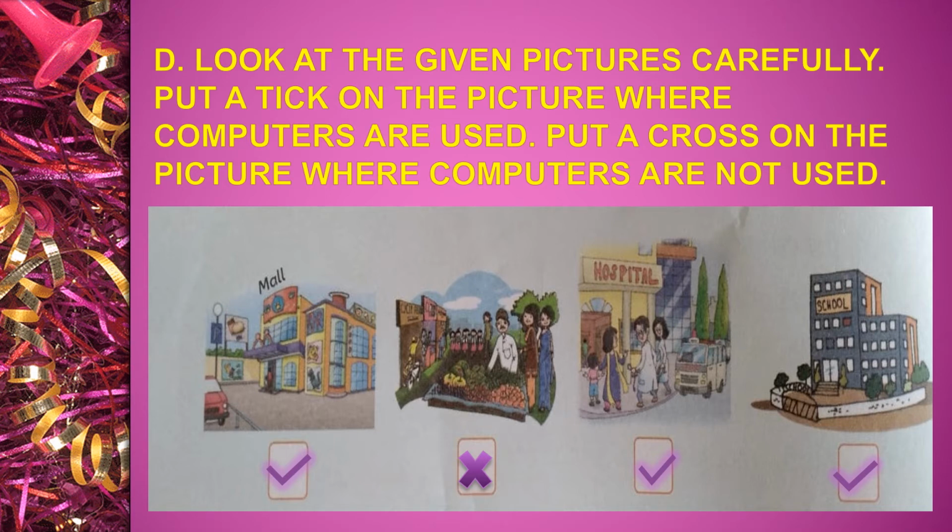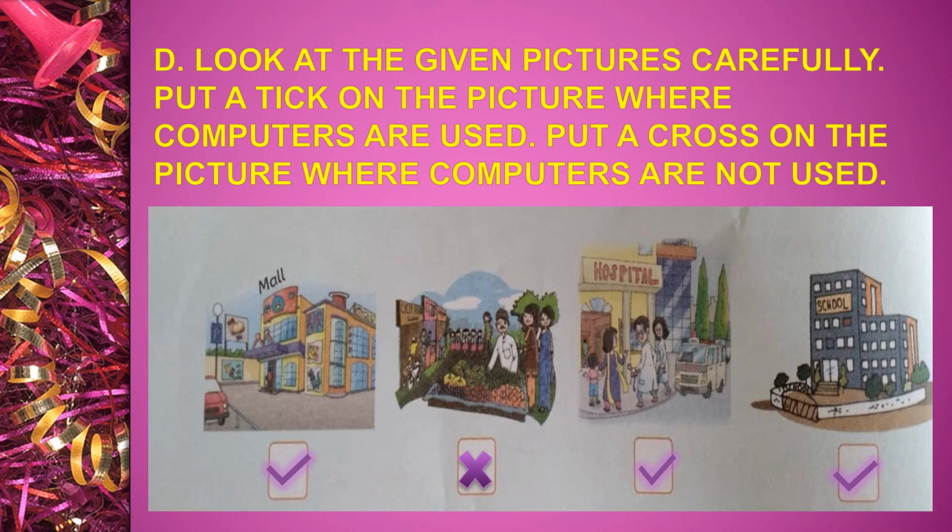Now the D part is look at the given pictures carefully. Put a tick on the picture where computers are used. Put a cross on the picture where computers are not used. So see the first picture. This is the picture of a mall. So we use computer over here or not? Yes, we use computer. So put a tick.